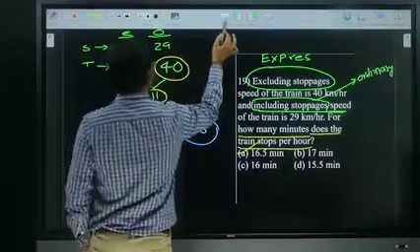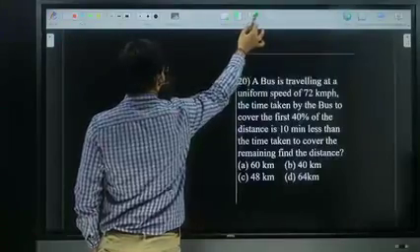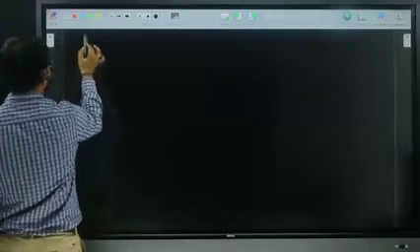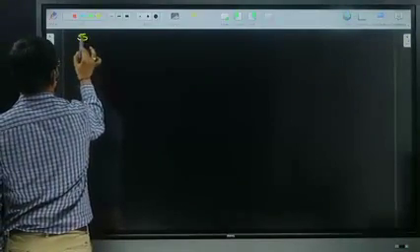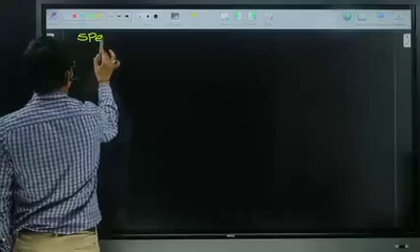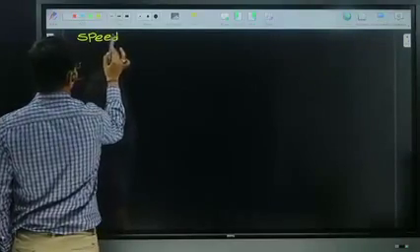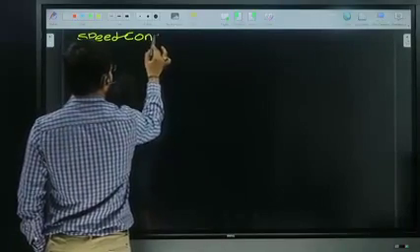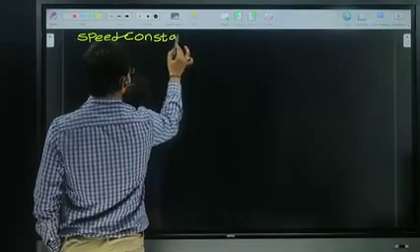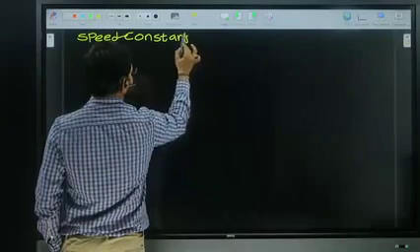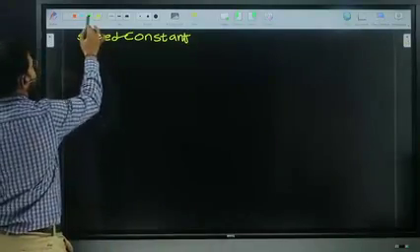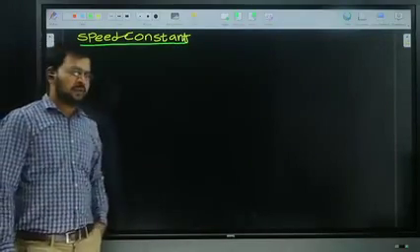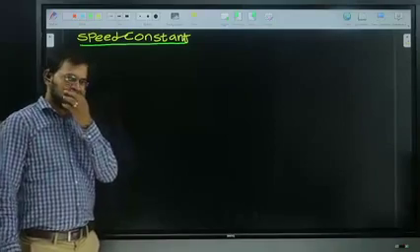All of you put it in: speed constant method. The distance constant method is very, very important compared to the speed constant method. In the speed constant method, there are no types.